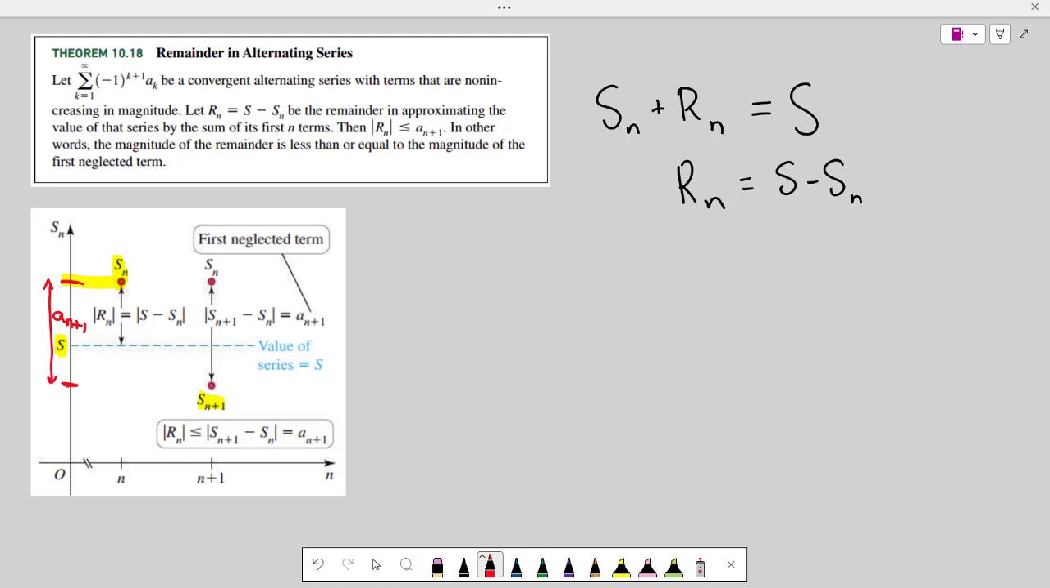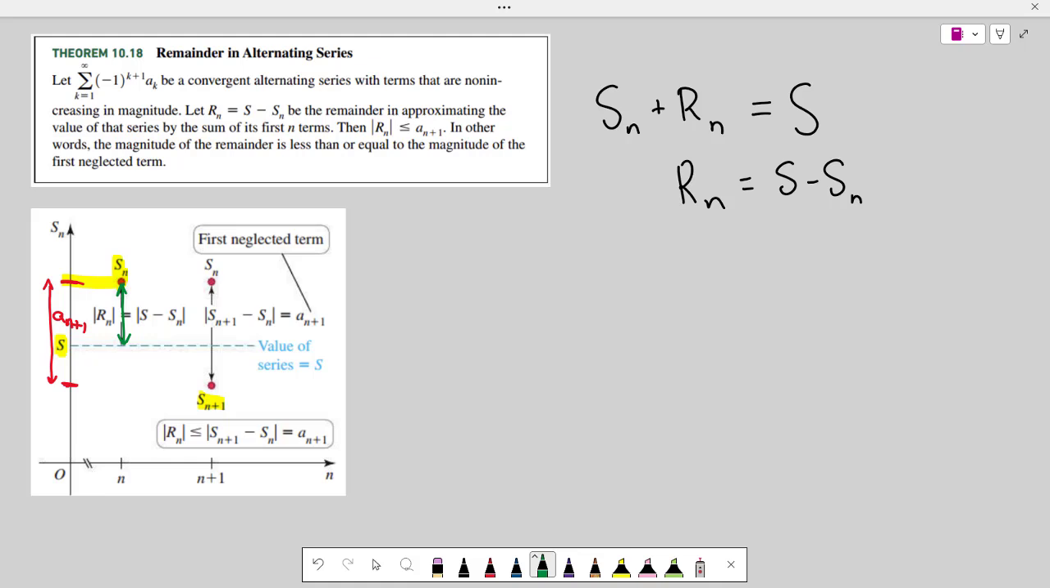The error, or the remainder, however you want to think about it, for s sub n is this distance right here, right? If this is s sub n, r sub n is going to be the difference between s and s sub n. It's going to be that distance right there. Agreed? All right, so s sub n, then you've got the remainder, and that gets you to s. So r sub n is the difference between s sub n and s. Isn't a sub n plus 1 greater? Isn't the red greater than the green?